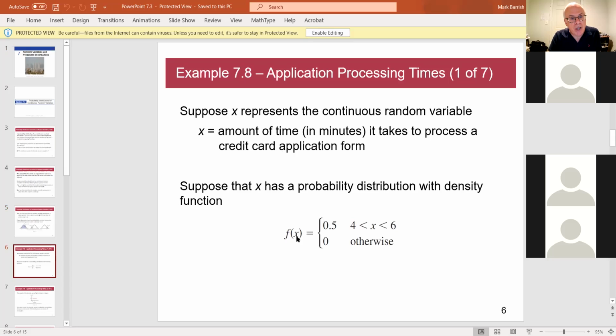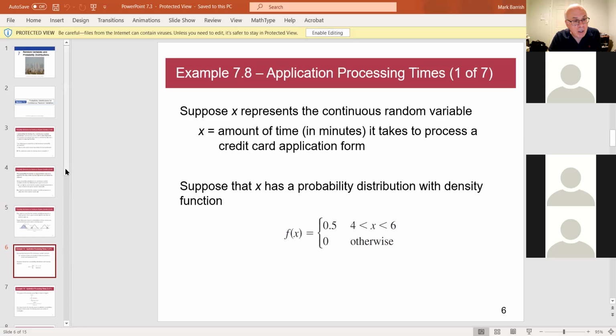Now, what is it saying here? It's saying f of x is equal to either 0.5 or 0. When is it equal to 0.5? When x is between 4 and 6. So remember, f of x is the height of the curve, or the y value. So it's saying the y value is the same number. It's 0.5 or a half when it's between 4 and 6, and it's equal to 0 any other place.